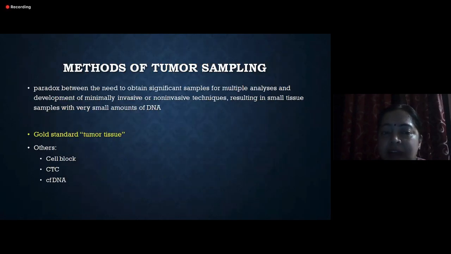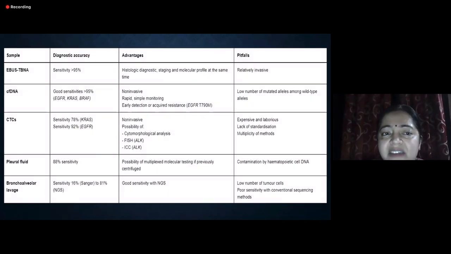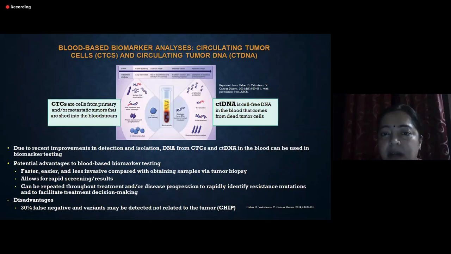However, there is now a paradox between the need to obtain enough samples for multiple analyses and the development of minimally invasive or non-invasive techniques, resulting in smaller tissue samples with minimal amounts of DNA. While the gold standard always will remain, I believe, tumor tissue, there are others that have become more important now, such as cell blocks made from the pleural fluid, and in the last few years, again, circulating tumor cells and cell-free DNA. Each of these samples has its advantages and disadvantages, but again, those that are becoming more important as time goes by are the blood-based biomarker analyses, especially circulating tumor cells and cell-free DNA.